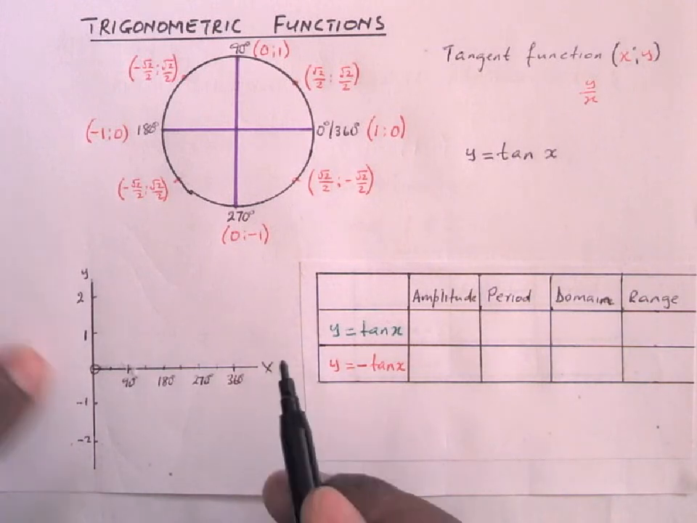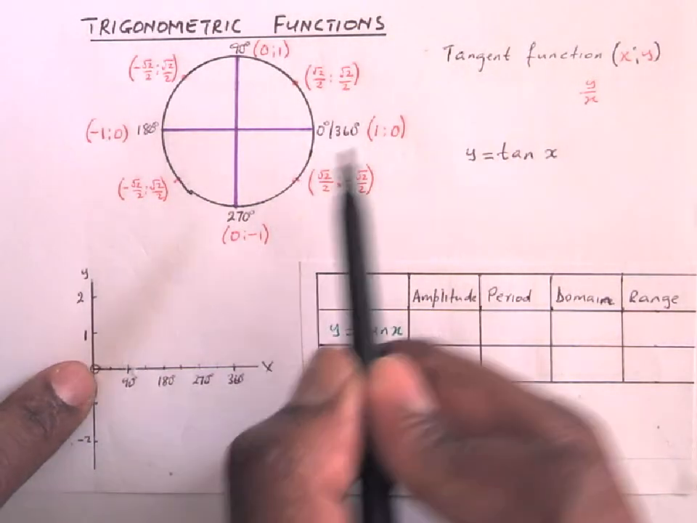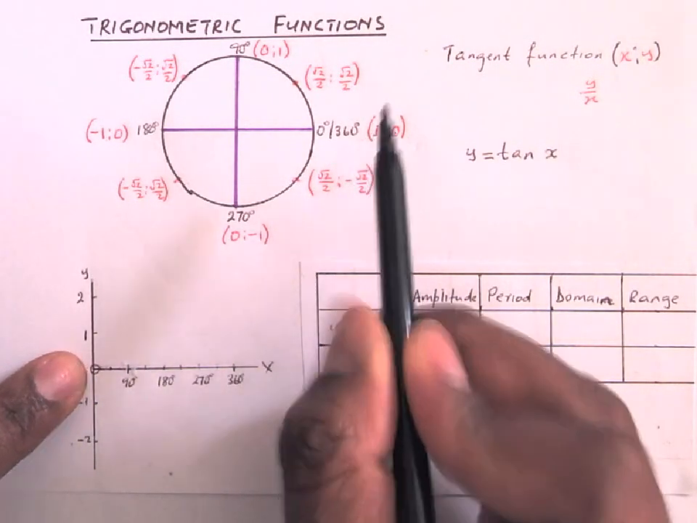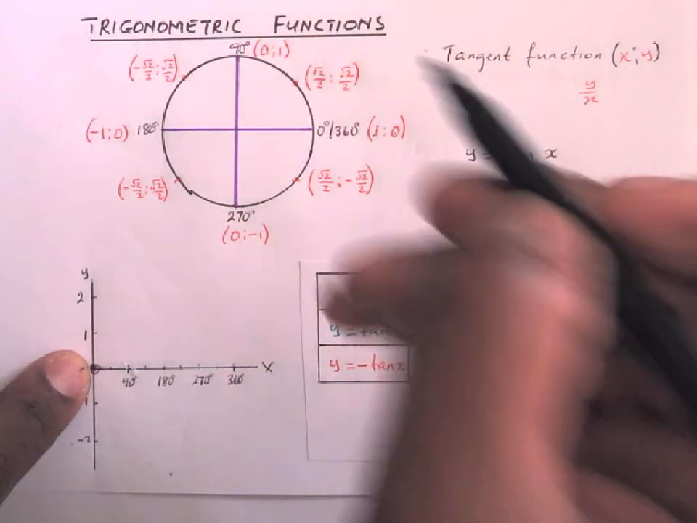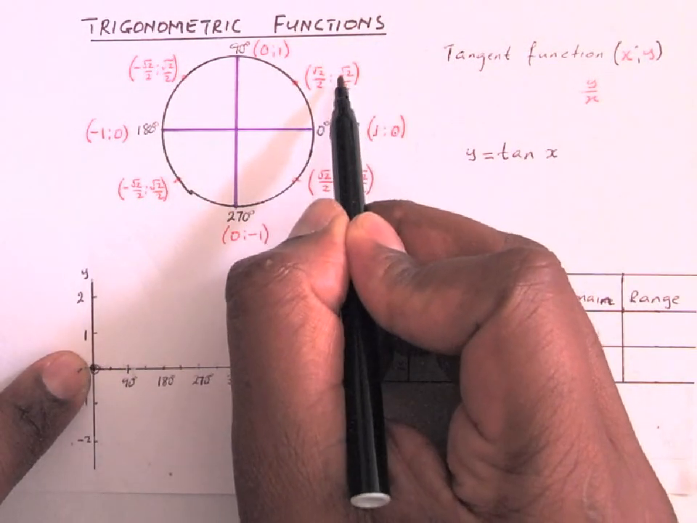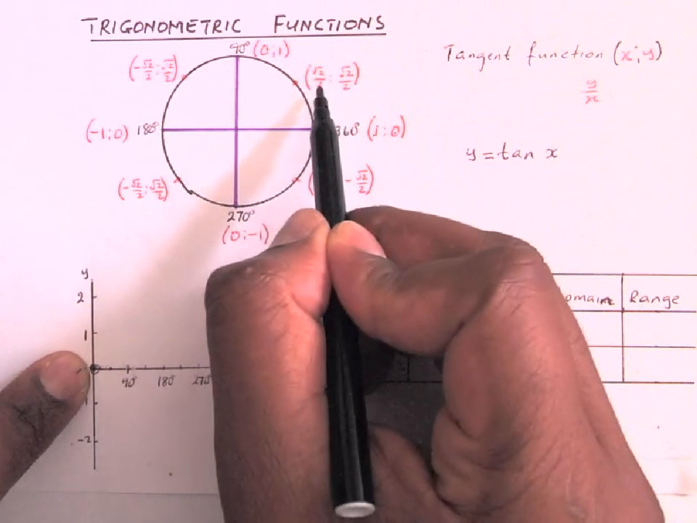Let's plot the points. So at 0 degrees, what is 0 divided by 1? That's 0. This is 45. What is square root of 2 over 2 divided by square root of 2 over 2?